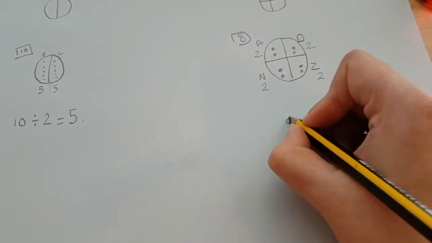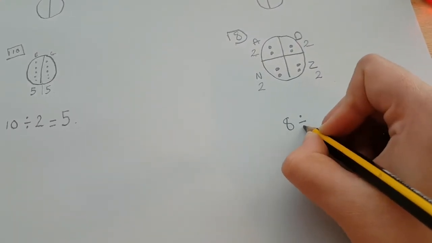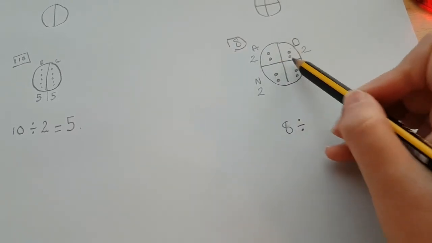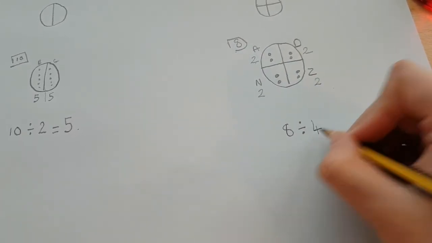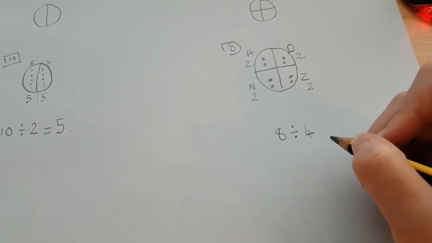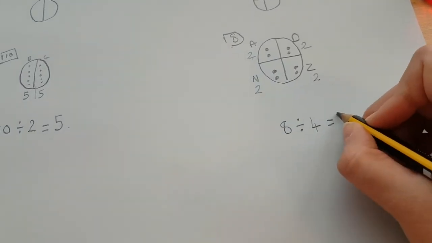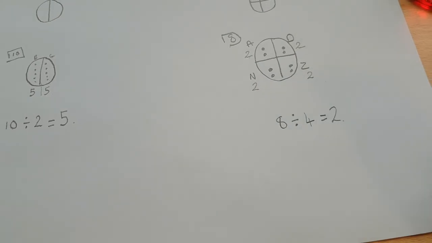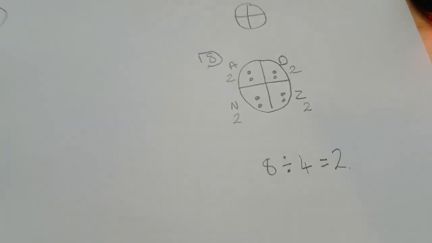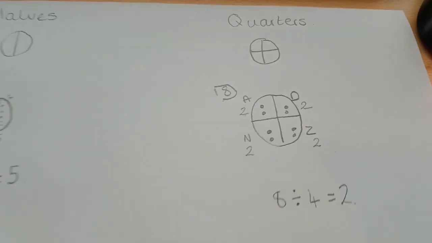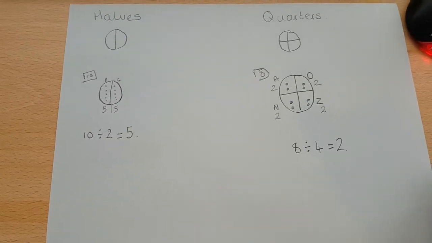So 8 shared between 4, because quartering is about sharing something into 4 equal groups. 8 shared between 4 means that we have 2 each. Okay, so there's a little bit of a close-up of my quartering, a little reminder of both of them.